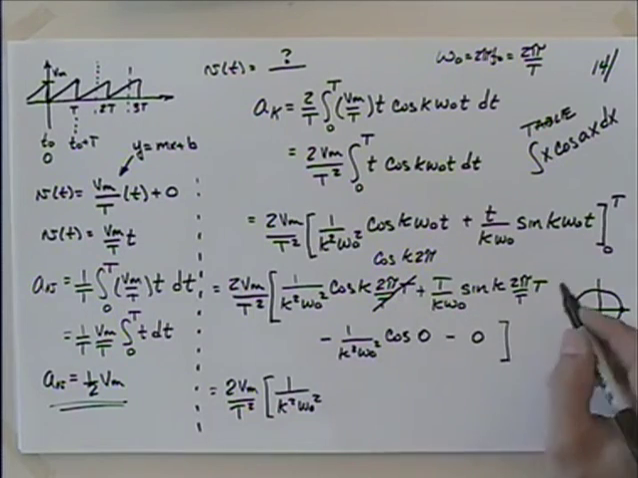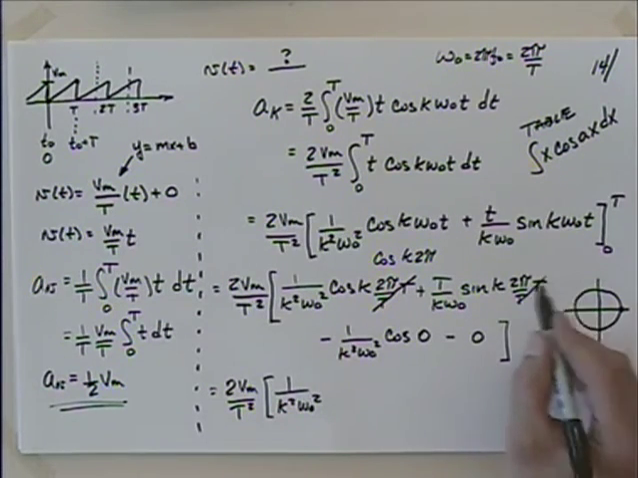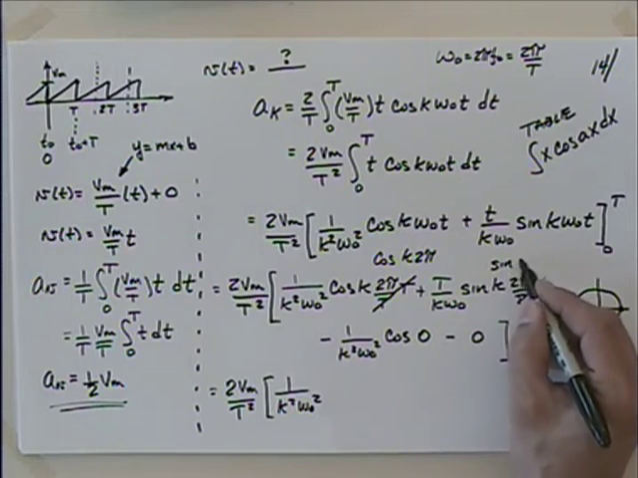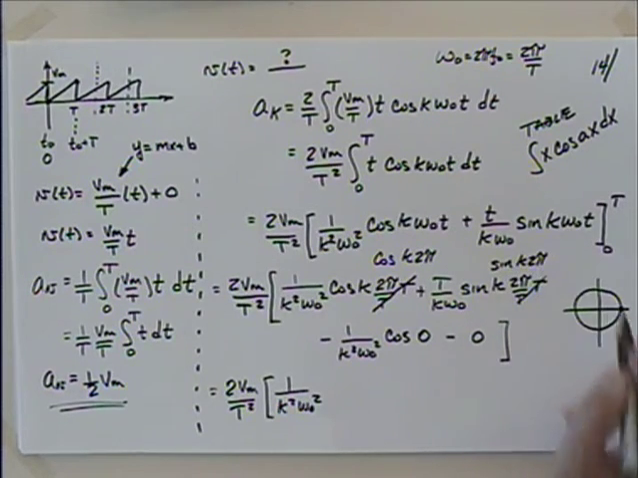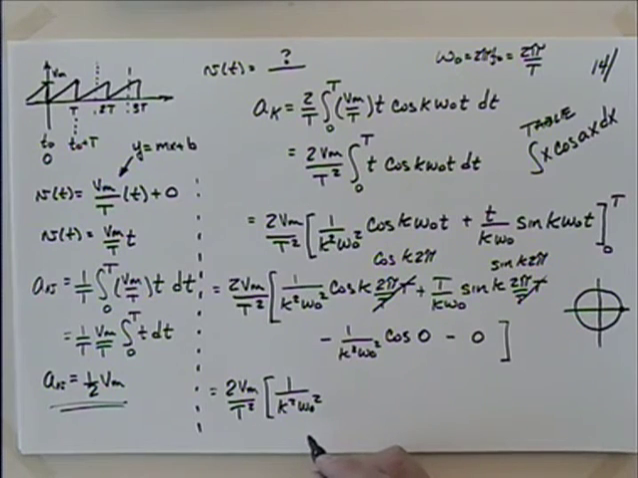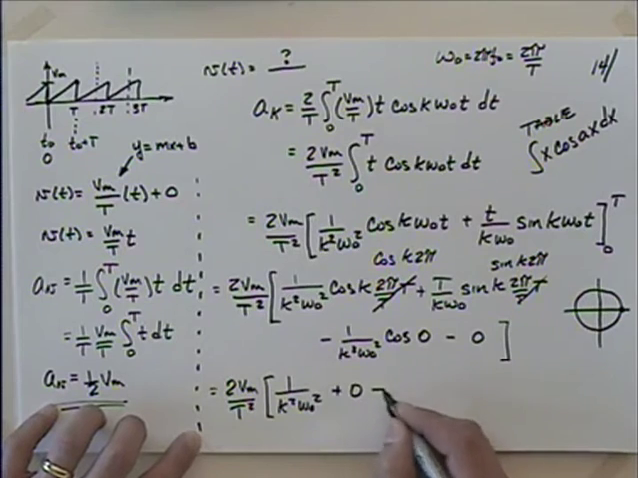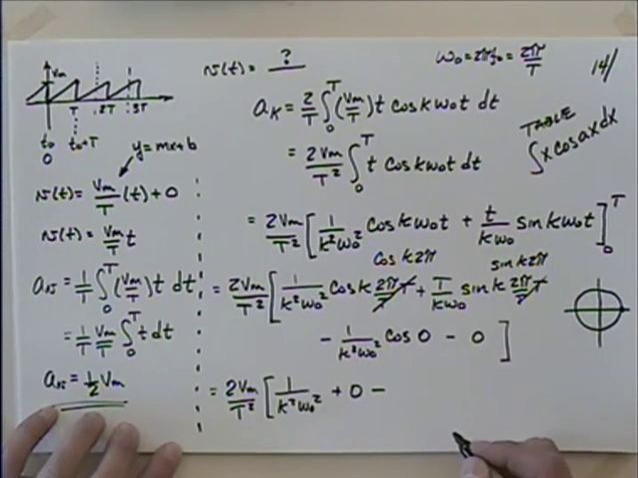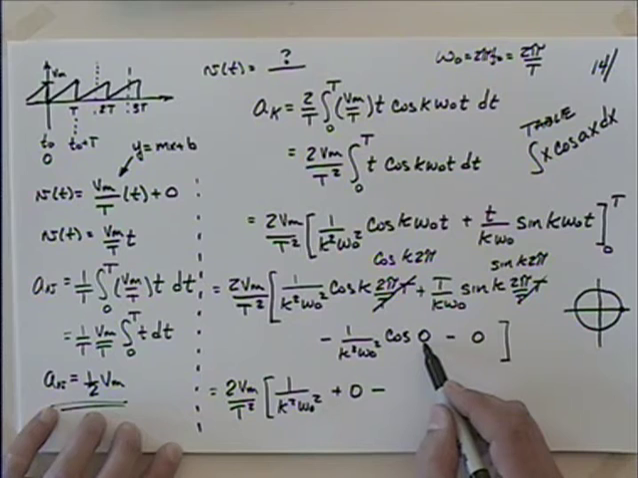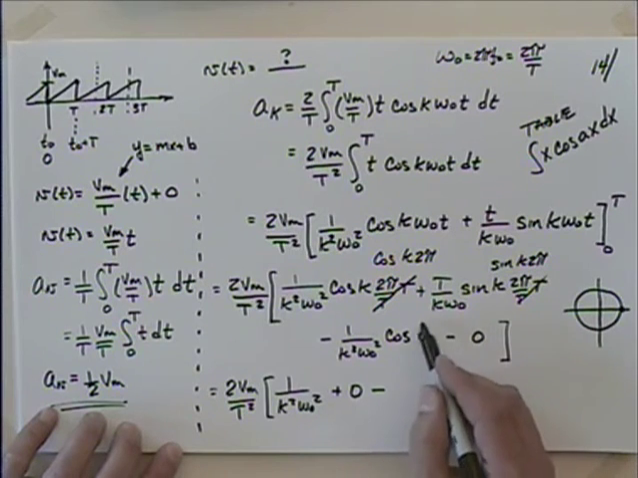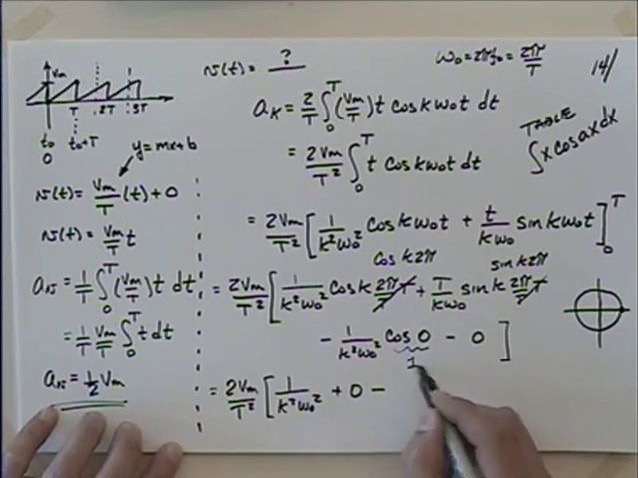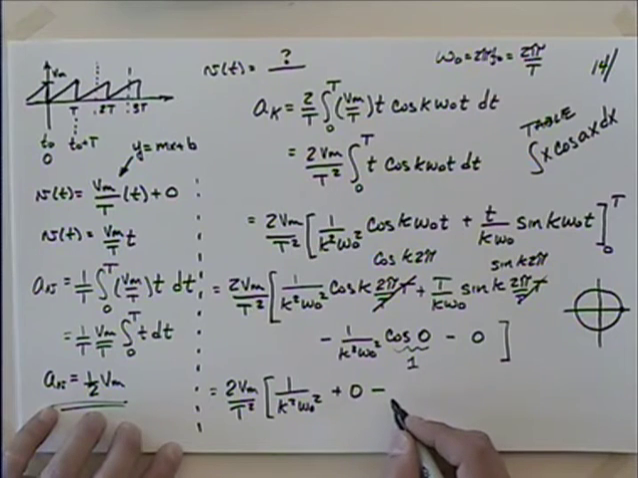So we got 1. Let's see, if I cancel this out, I have the sine of k times 2 pi, which is always the same point. And that's always 0, isn't it? Okay. So plus 0. Then minus, what's cosine of 0? Yeah, that's 1, isn't it? So I'm going to have a, is that right?